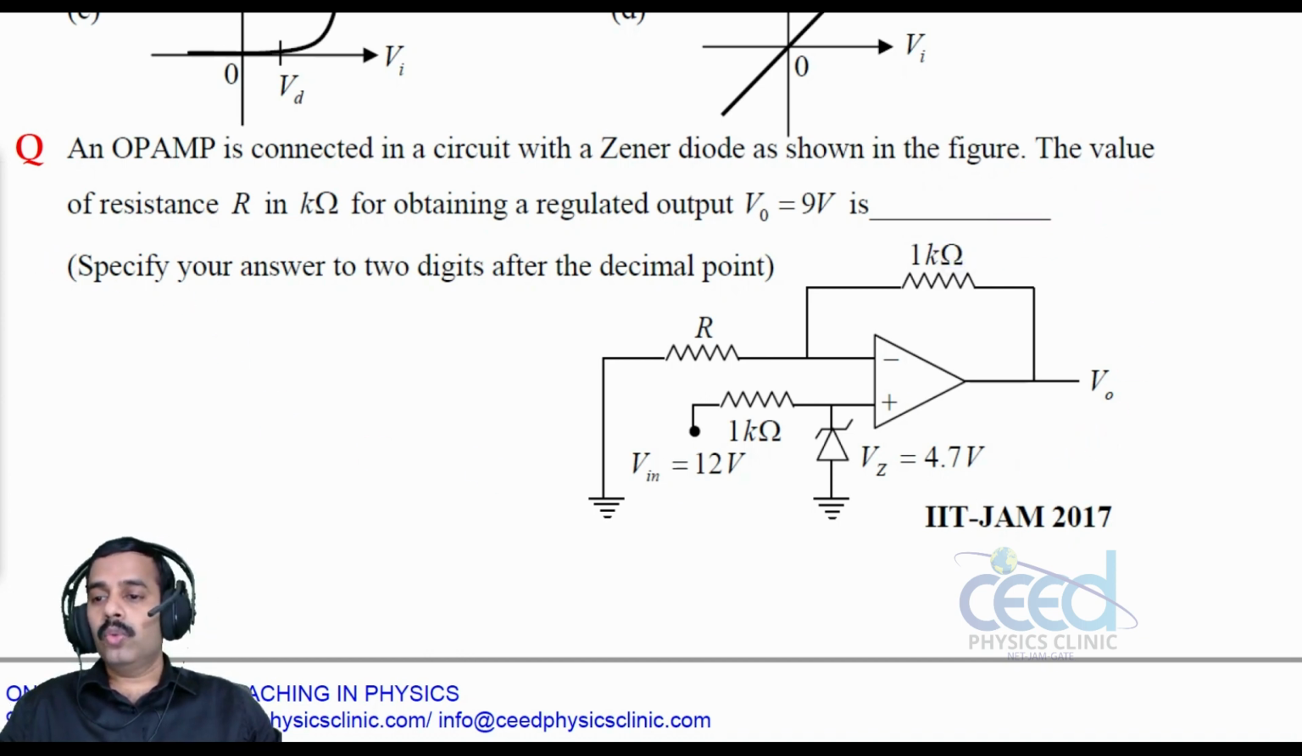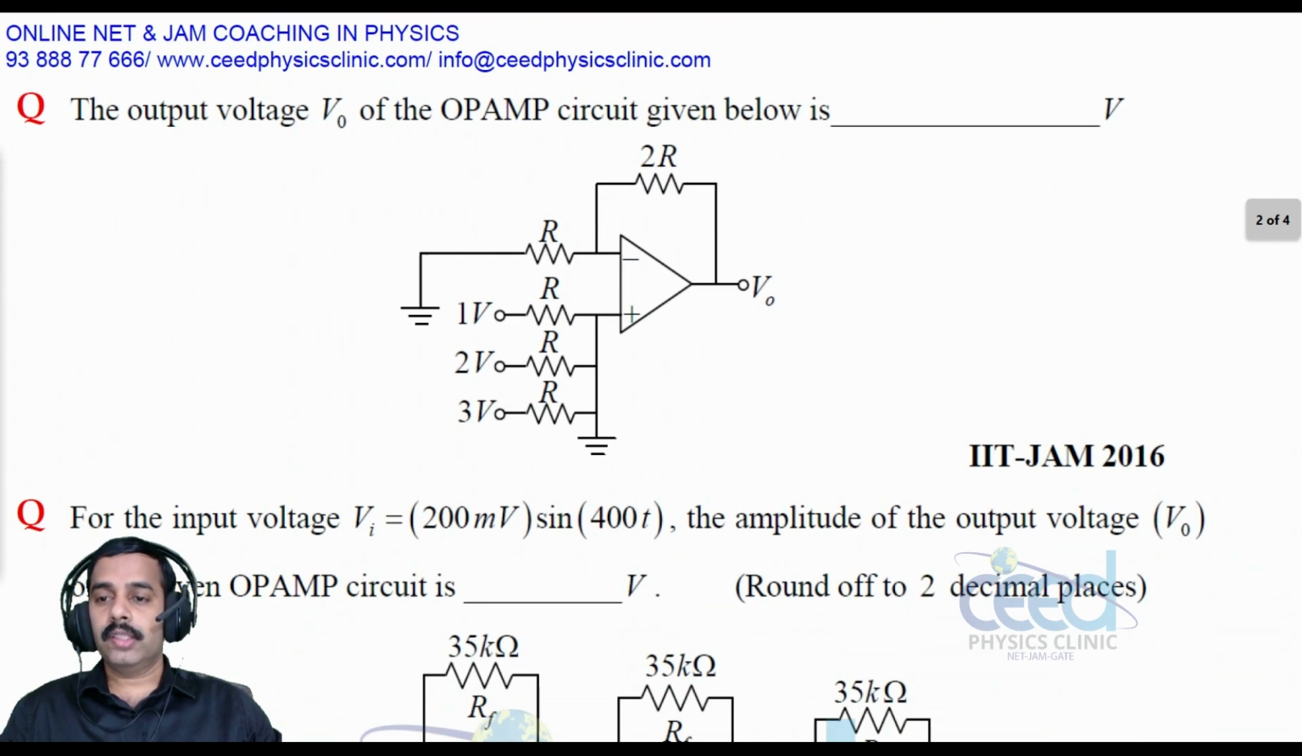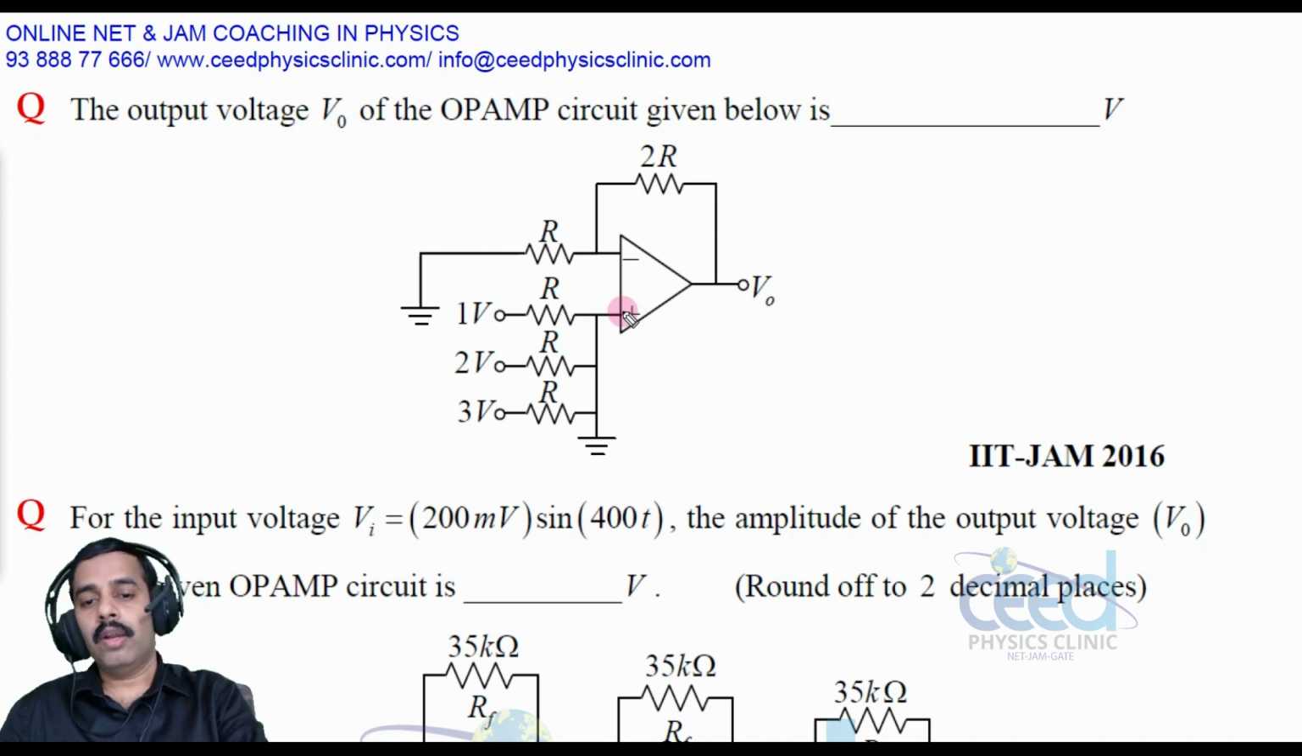Now let us come to another question. The question is, the output voltage V0 of the operational amplifier circuit given below is. So we have to solve the output of this. It is again a non-inverting operational amplifier, right? So the voltage at this point, we have to solve first, by taking the fractions. We have 3 resistances here.